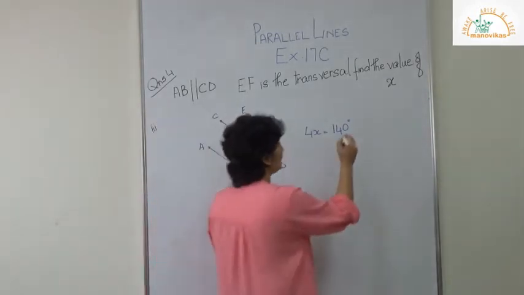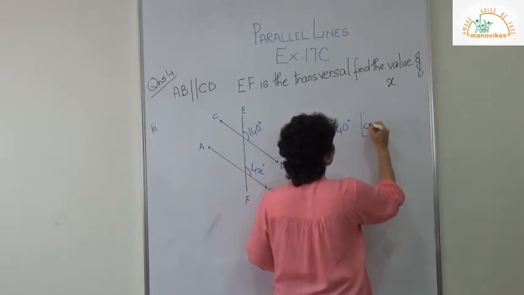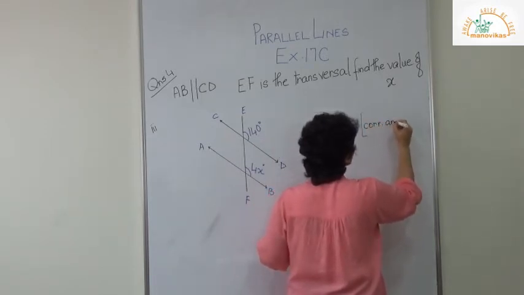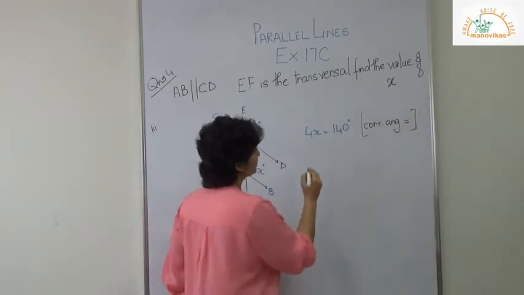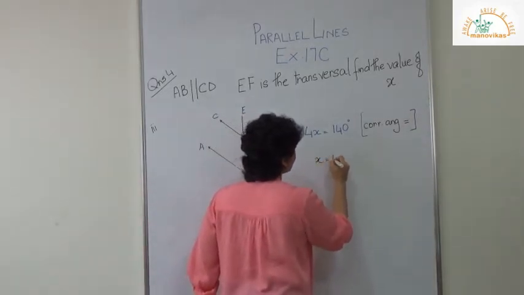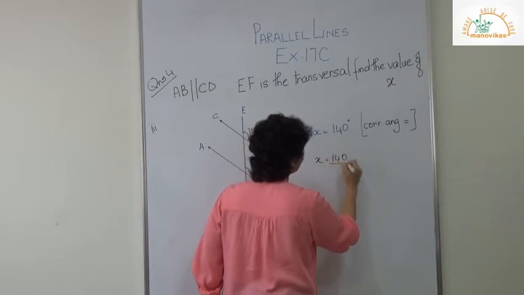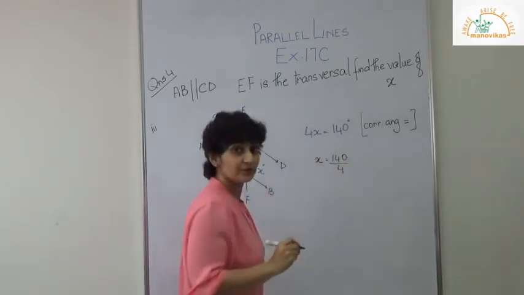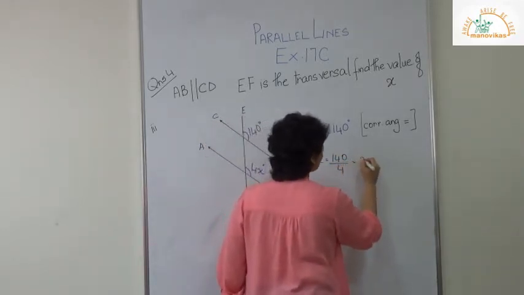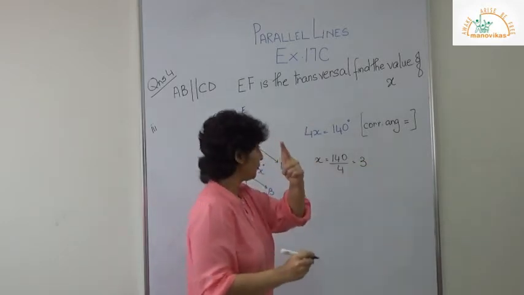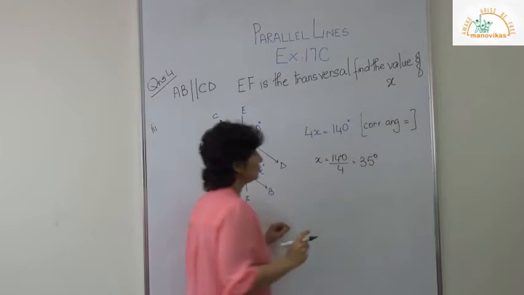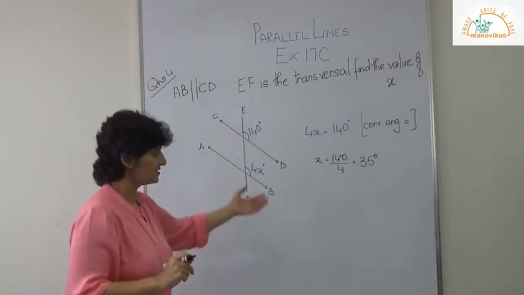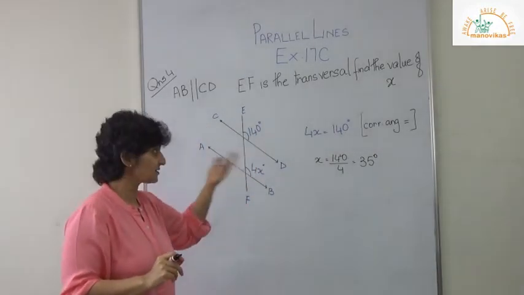What reason are you going to give? Corresponding angles are equal, right? So x is equal to 140 upon 4, right? 4 3s are 12, 13, 14, 2, 4 5s are 20. You get 35 degrees. So the value of x is 35.